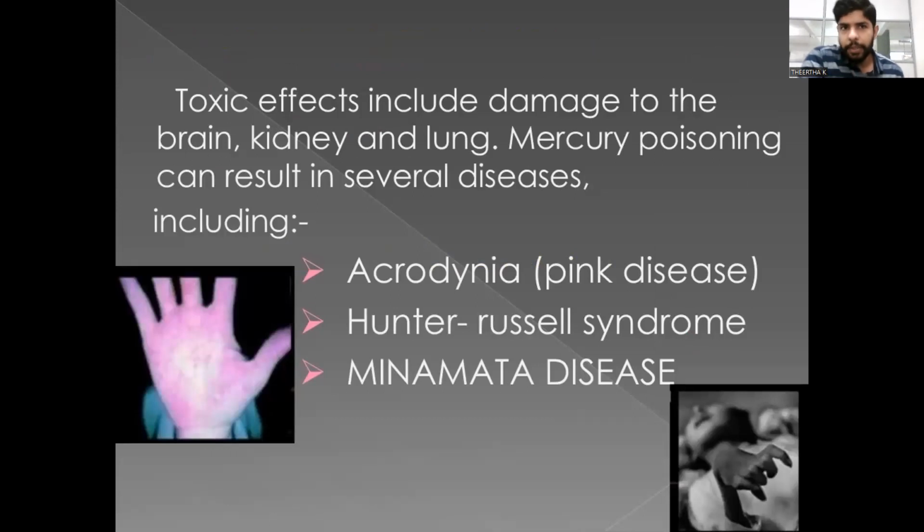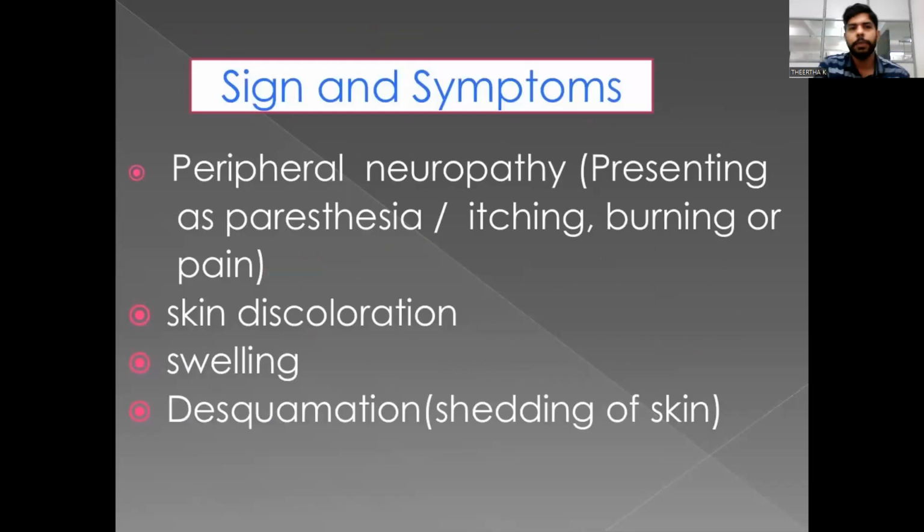Toxic effects of mercury include damage to the brain, kidney, and lungs. Mercury poisoning can result in several diseases, including acrodynia, which is also known as pink disease, Hunter-Russell syndrome, or Minamata disease. Signs and symptoms include peripheral neuropathy, skin discoloration, swelling, and discoloration or staining of the skin.